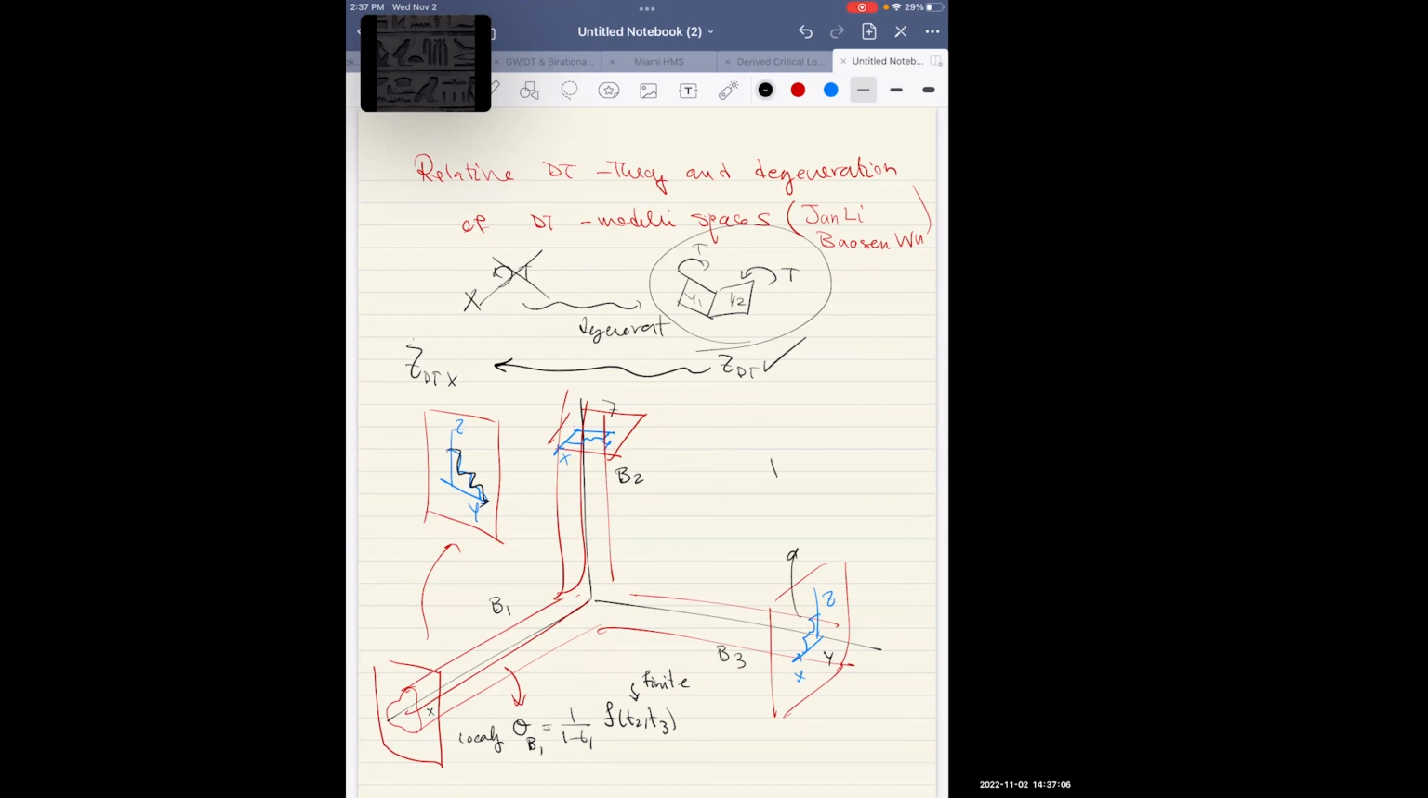And this one will be 1 over 1 minus T2 times a polynomial of T1 and T3. And this will be 1 over 1 minus T3 times a polynomial, let's call it something else, of T1 and T2. You see how nice it is? So the structure sheaf of this thing would be the representations, basically adding these things.